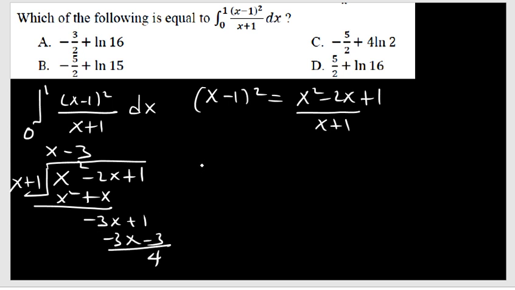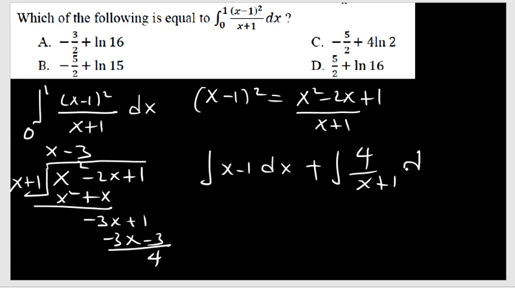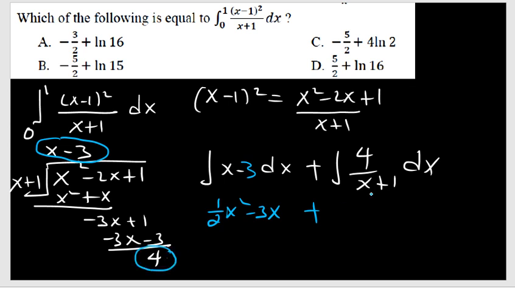So the integral will be completely changed: the integral of x minus 3 dx plus the integral of 4 over x plus 1 dx. You know, the quotient part is x minus 3. Here it is. So we'll integrate it alone. The integral of x minus 3 is half x squared minus 3x. Plus the other part, the remainder is 4. So remainder over divisor will be written as one integral. So it's going to be 4 times ln of the absolute value of x plus 1.